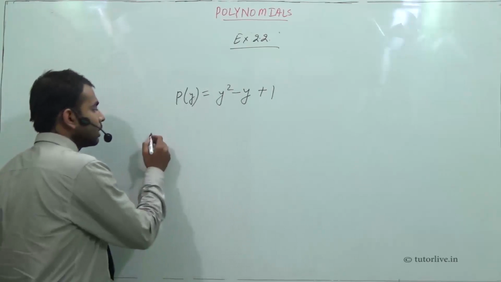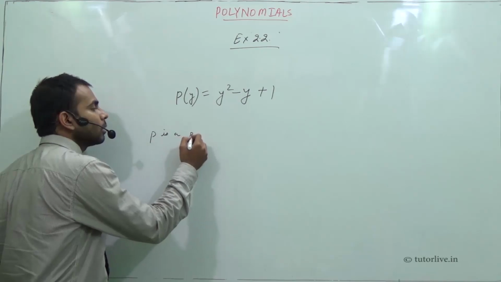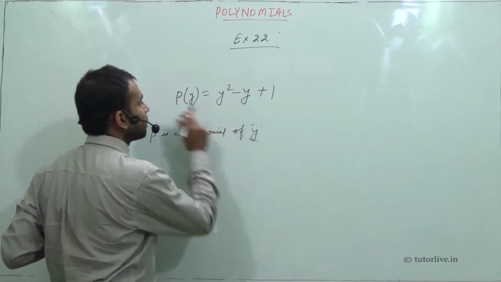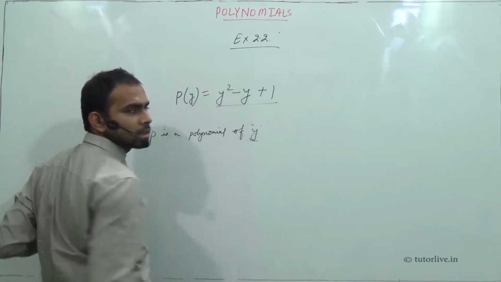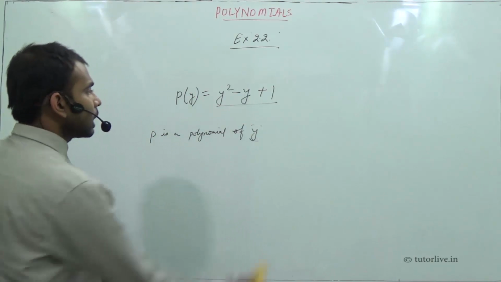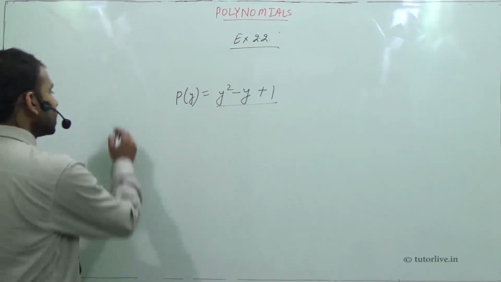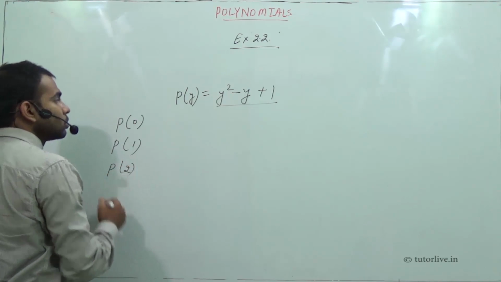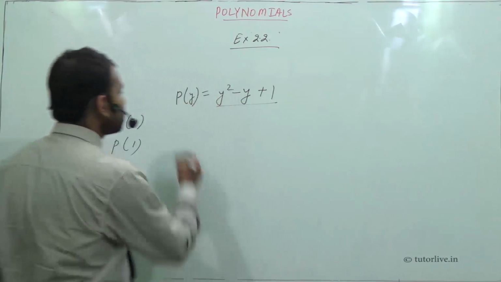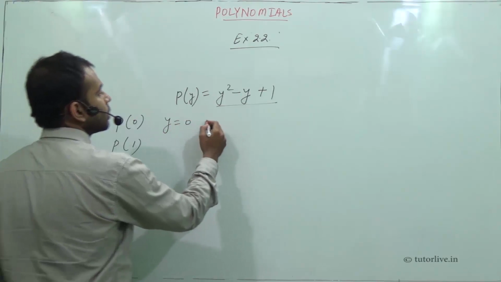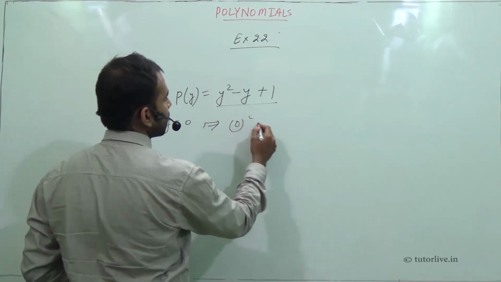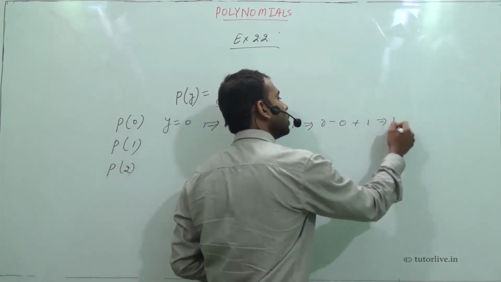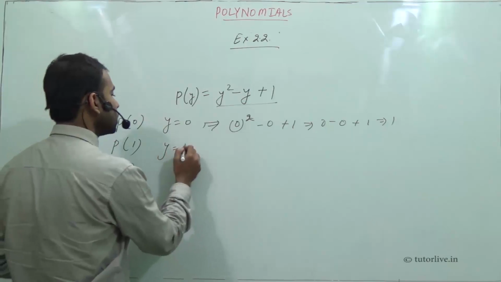p(y) means p is a polynomial of y, and the polynomial is this. That's simple. We have been asked to find the values of p(0), p(1) and p(2). So we'll have to put the value of y here as 0. The value comes out to be 0 square minus 0 plus 1, which is equal to 1.